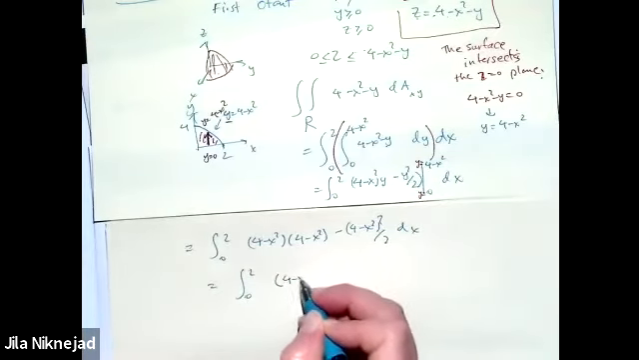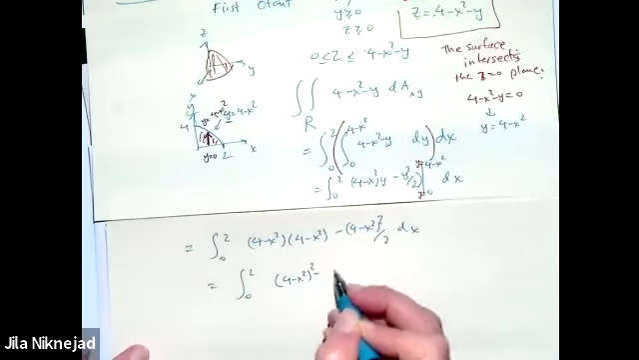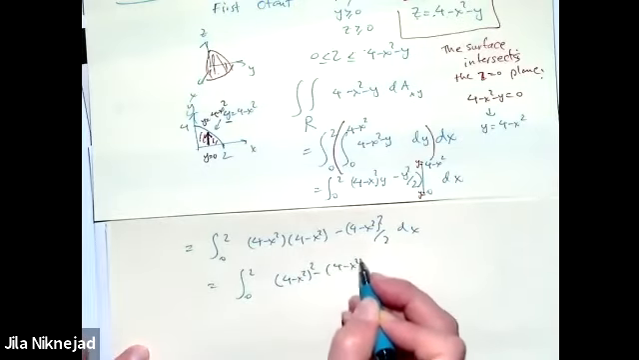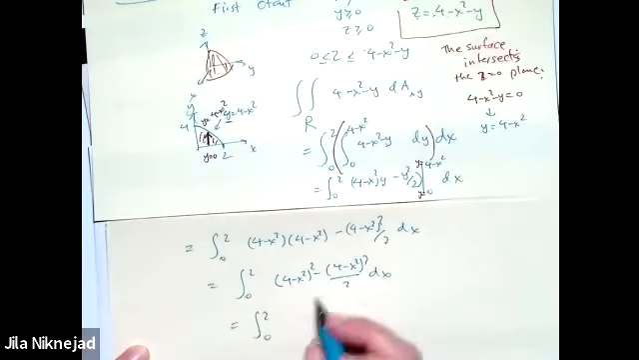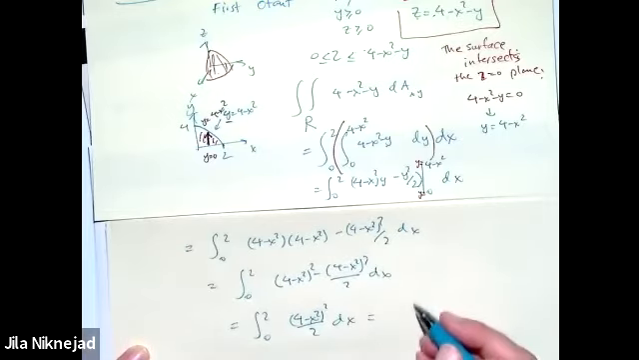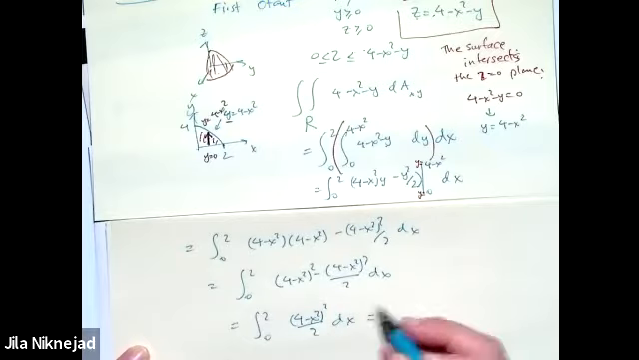Let me write this in a cleaner way. It's the integral from 0 to 2 of 4 minus x squared to the power 2, minus half of it, which is just half of it. And then you integrate this one, however it is. You have to expand it.